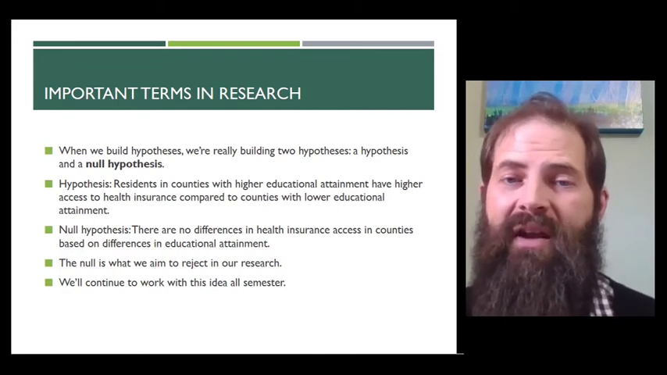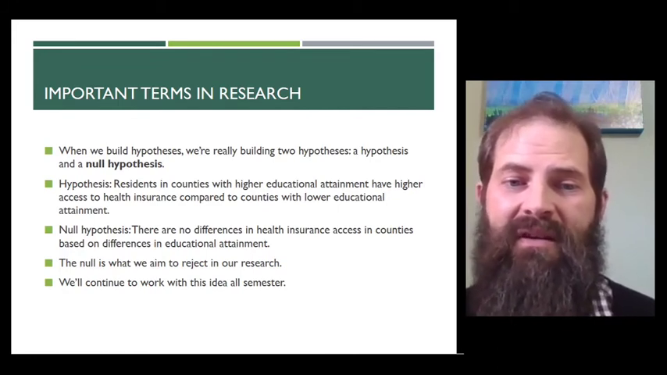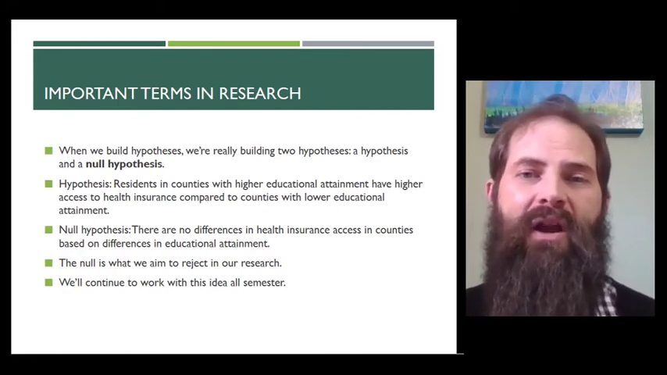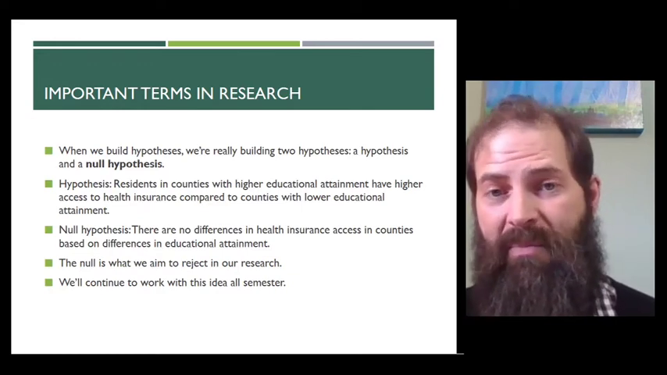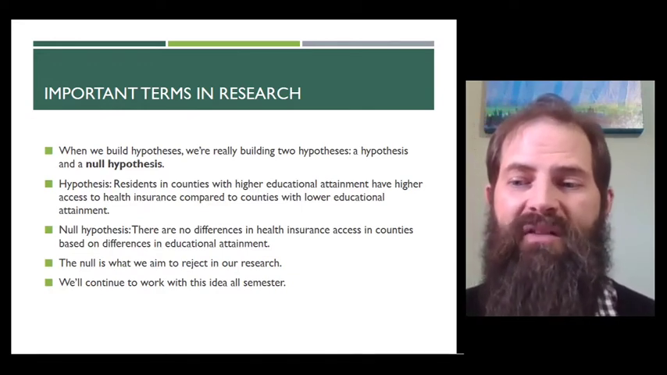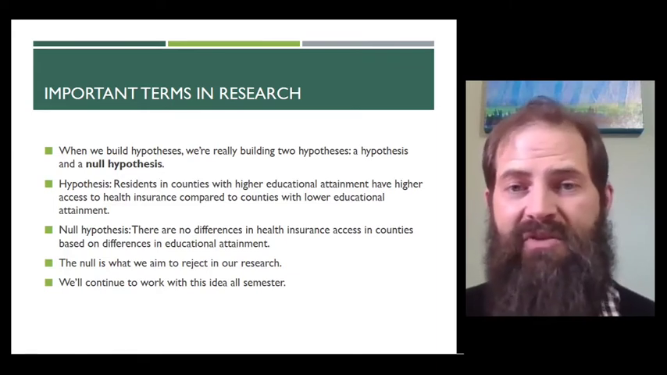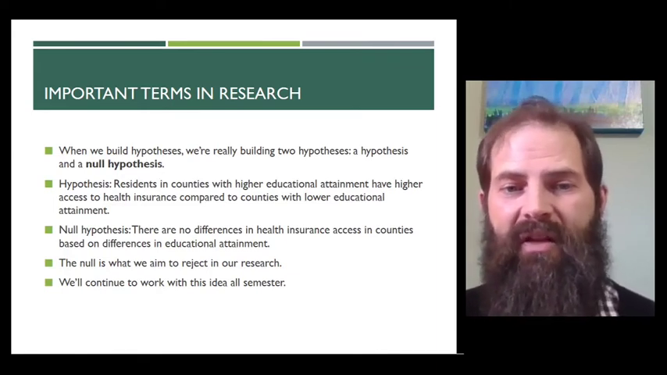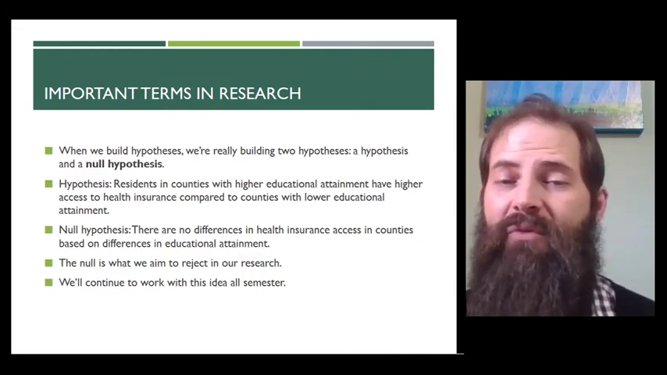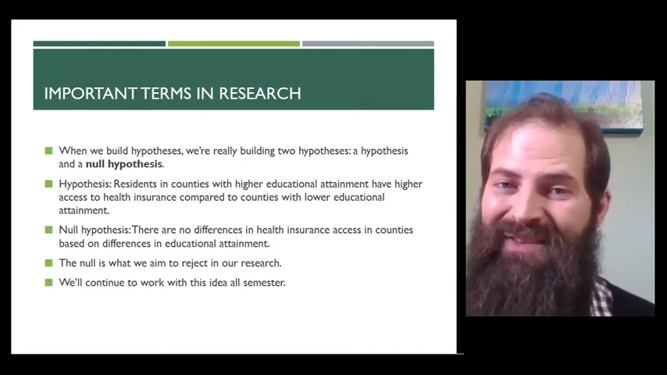You're going to come to find out, particularly as we work with secondary data, that we are always trying to reject the null hypothesis. In fact, we will have a statistical formula for being able to say we reject the null hypothesis with 95% or greater certainty, and therefore we can only accept the hypothesis.